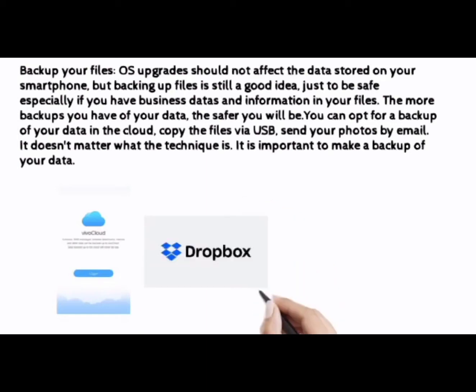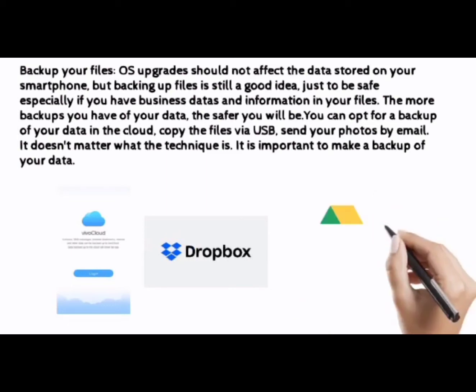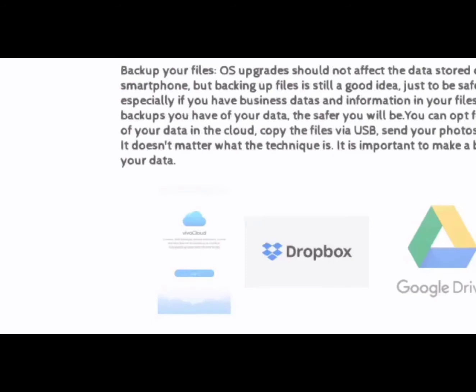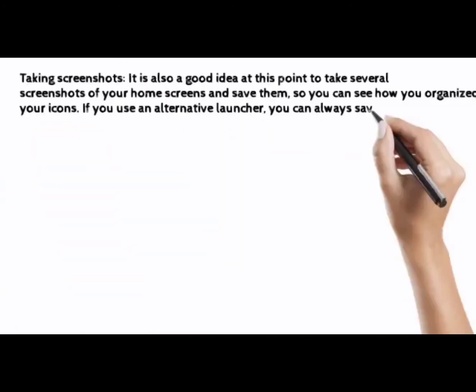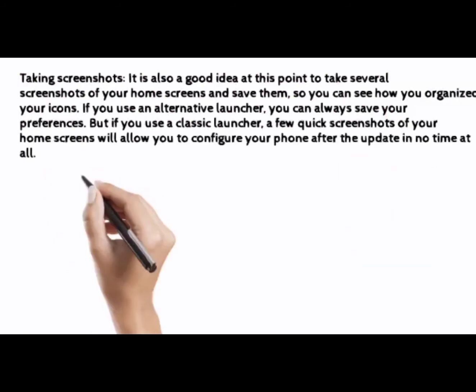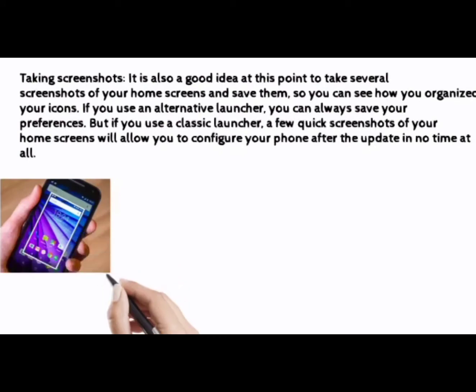You can opt for backup of your data in the cloud, copy the files via USB, or send your photos by email. It doesn't matter what the technique is. It is important to make a backup of your data. Taking screenshots. It is also a good idea at this point to take several screenshots of your home screen and save them, so you can see how you organize your icons.